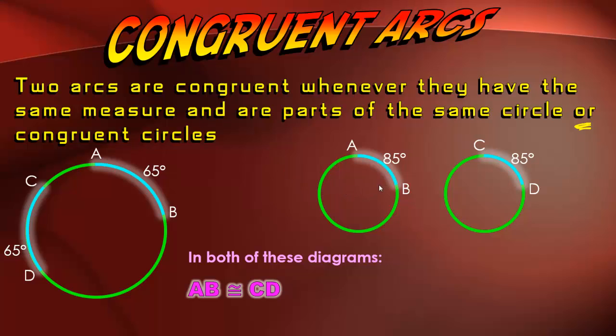However, here's why you can't say it unless they're on two separate congruent circles. Let's say I had a circle here, and this was also 85 degrees. Now their measures are the same, but can we say that they're congruent? They have the same degree measurement, but obviously they don't have the same length, which would mean that they're not congruent. So something you need to keep in mind and be aware of. Okay?